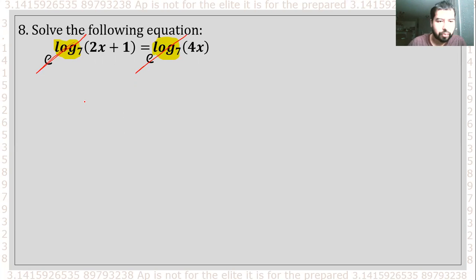So you're just left with 2x plus 1 is equal to 4x. From here, I truly believe you can solve this. So that's as far as I'm going to go ahead and do. Go ahead and find that solution.